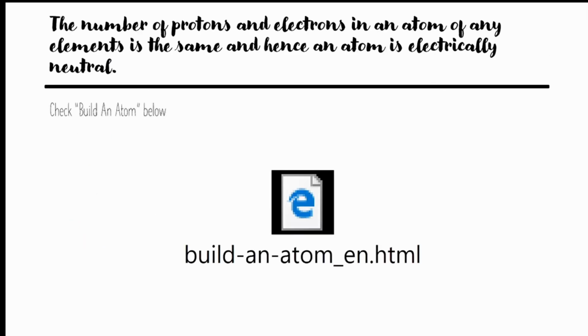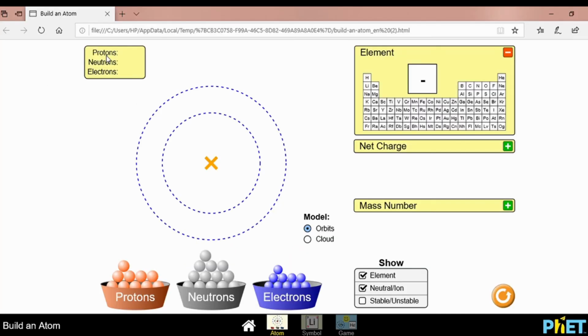The number of protons and electrons in an atom of any element is the same, and hence an atom is electrically neutral. So, I will show you how it works. Here is the simulation platform that I will give you the link to so you can access it later. I will show you how the atom can be a neutral atom. First, let's give it a check.